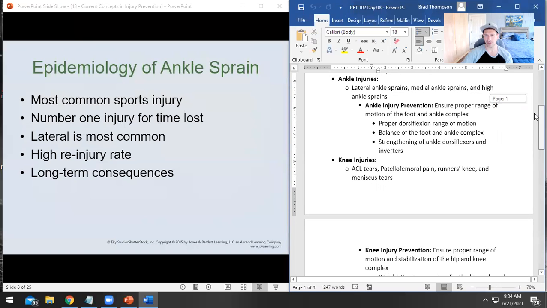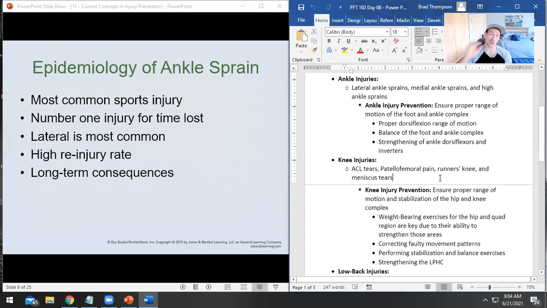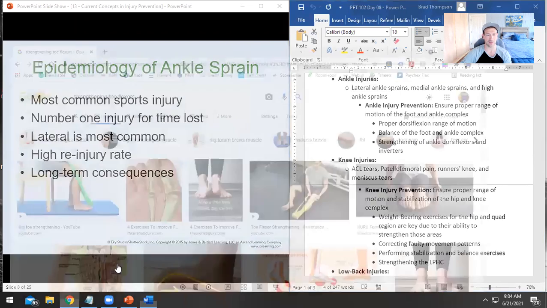Looking at ankle injuries, ankle sprains are definitely the most common sports injury, and lateral ankle sprains are the most common ankle sprain. When it comes to sports, ankle injuries are definitely the big thing that we are often going to see. And so the big areas, like I said, are lateral ankle sprains, which are definitely going to be the most common.